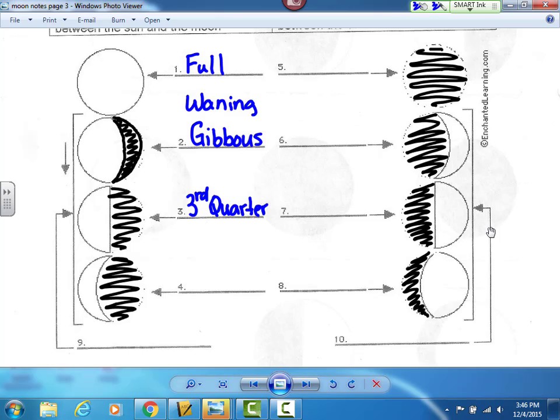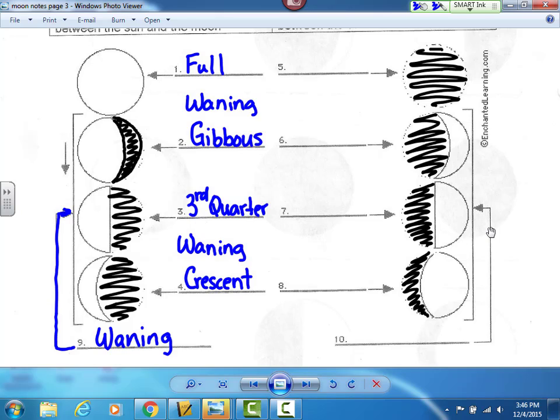Next one, we've lost almost all of our light. It's still going away, so we have waning crescent. All of the things that are included in this little arrow right here are waning phases. The light is getting smaller. Let's do the other side.